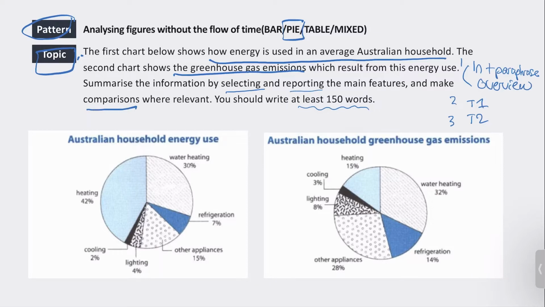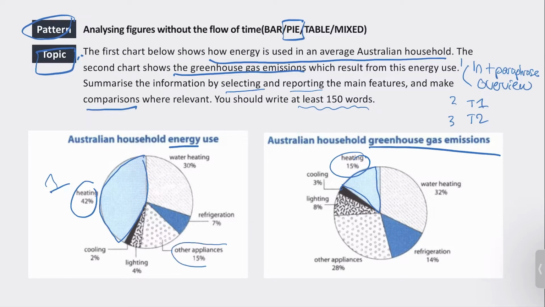We've got the energy use and we've got greenhouse gas emissions. So I'm scanning through, I'm looking for the main features. Well, the first thing I'm noticing is that heating uses 42% of energy but only gives 15% greenhouse gas emissions. Okay, so I'm thinking this is going to be a feature that I want to talk about because there's a big difference there. And then the other big difference I'm looking at is other appliances. We're using 15% of energy use, but it's the opposite. Okay, but we're giving 28% of greenhouse gas emissions.